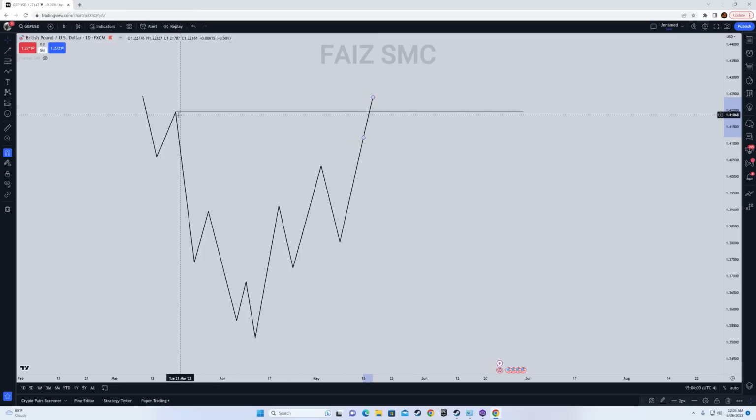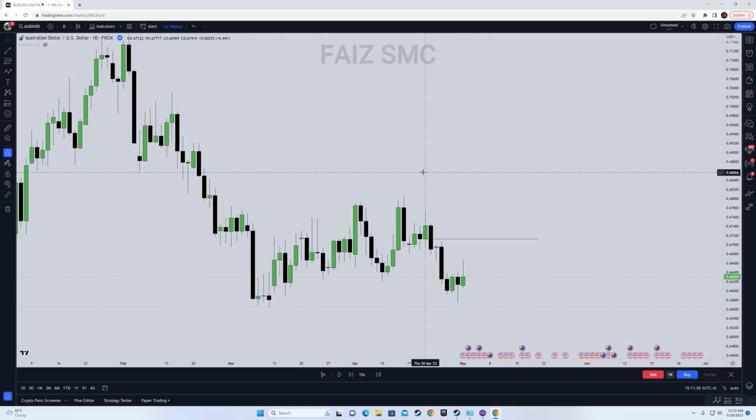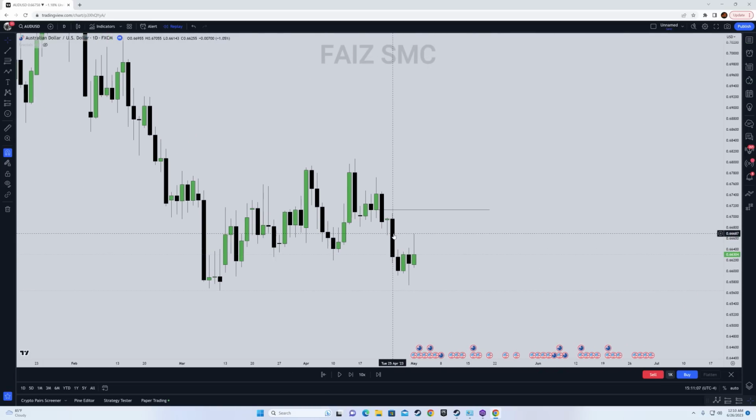So enough with this over here. Let's get on with the examples. All right, guys, so here is example number 1. I'm looking at AUD USD on the daily time frame, and as you can clearly see, the order flow is bearish.